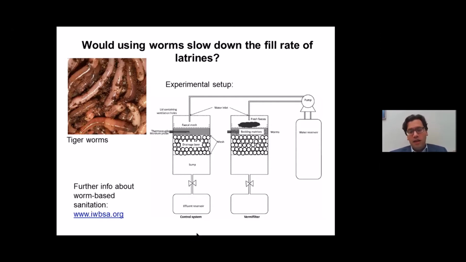This was the initial stage, but as I'll explain in a few minutes, it has now gone on to be actually implemented. Several hundreds or even thousands of these are now implemented in households in India and other countries in the world. If you're interested in this particular topic, there's now an international organization which is focused on worm-based sanitation technologies. The website is given on the bottom left of the slide. It's the International Water-Based Sanitation Association, IWBSA.org. It gives all kinds of links to how to design them, where they've been successful around the world, and how effective they are.